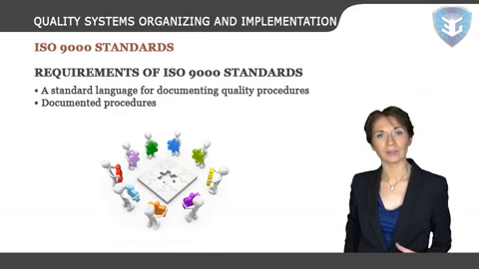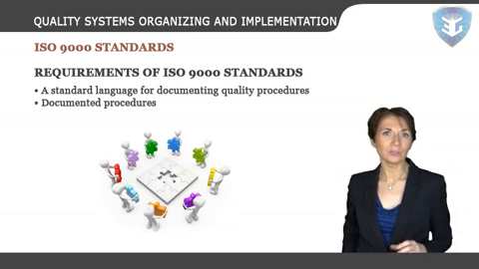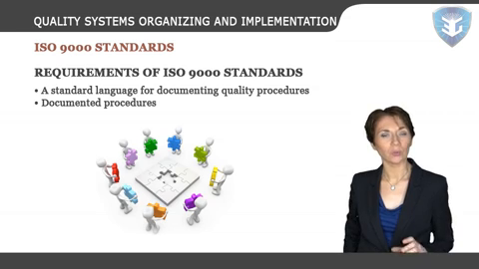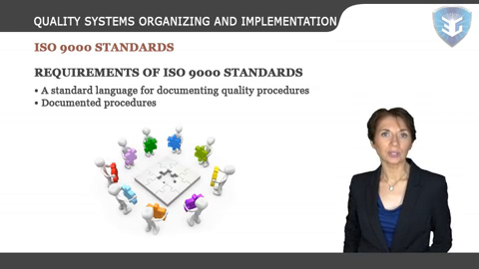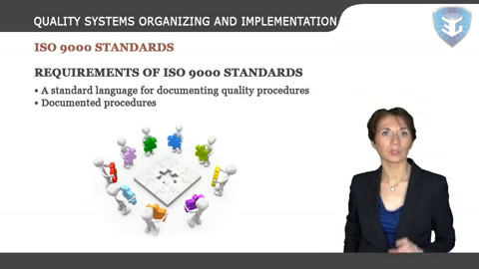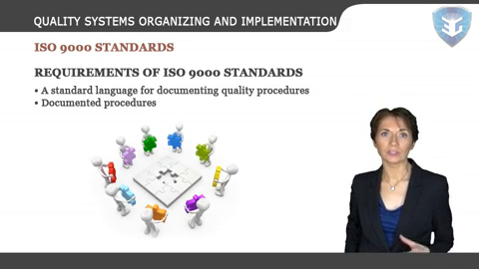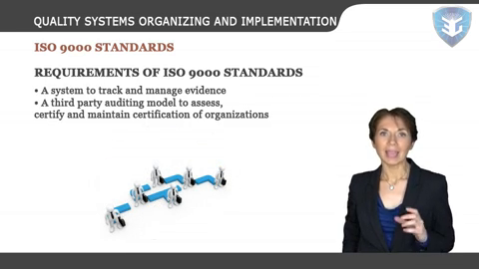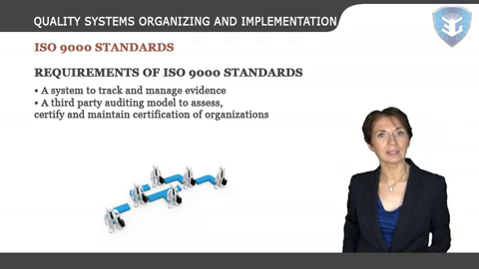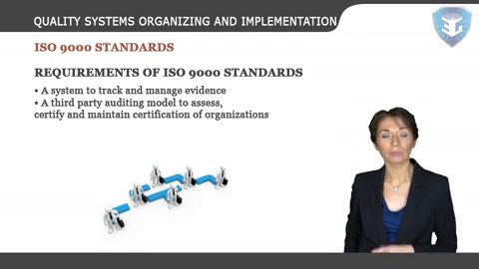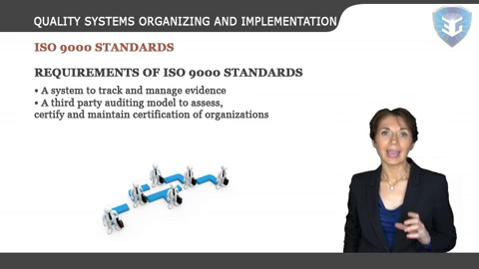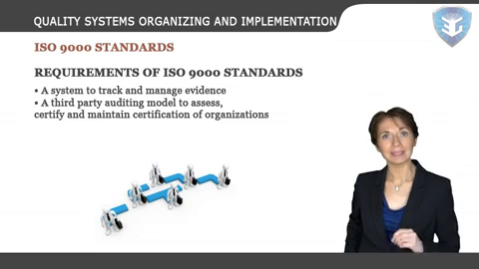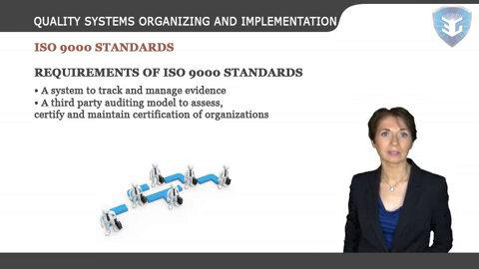Requirements of ISO 9000 standards. The ISO 9000 standards require a standard language for documenting quality procedures. Documented procedures covering all the parts of the organization within the scope of registration for ensuring that quality objectives are met. A system to track and manage evidence that these practices are instituted throughout the organization. And a third-party auditing model to assess, certify, and maintain certification of organizations.